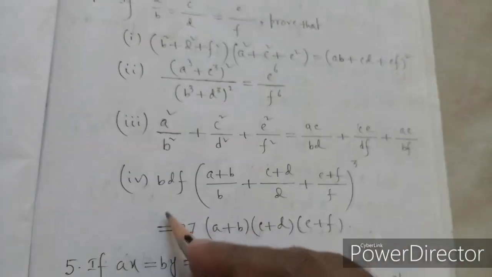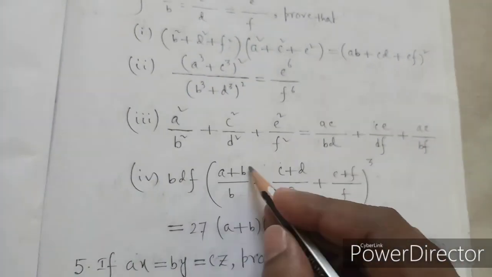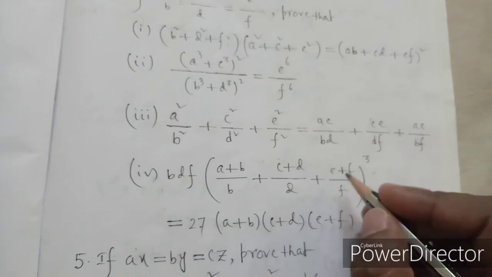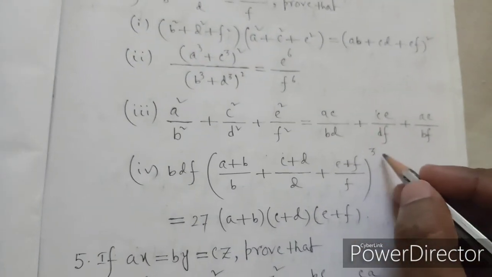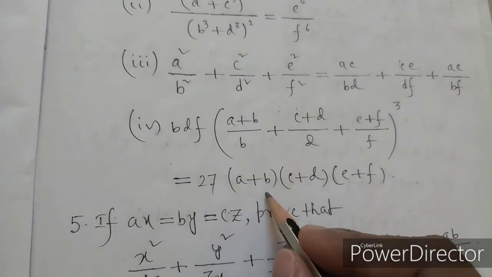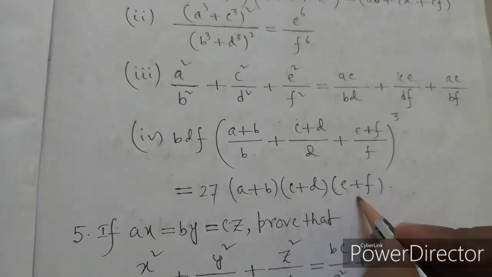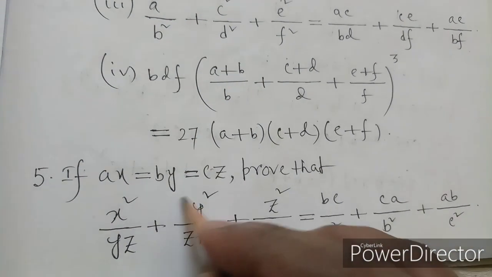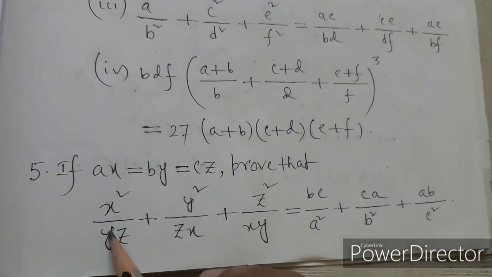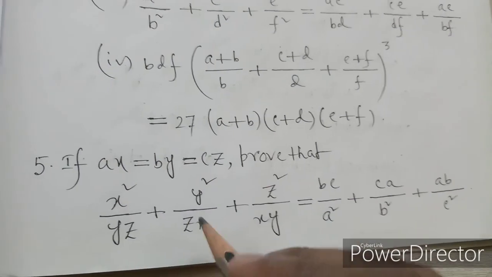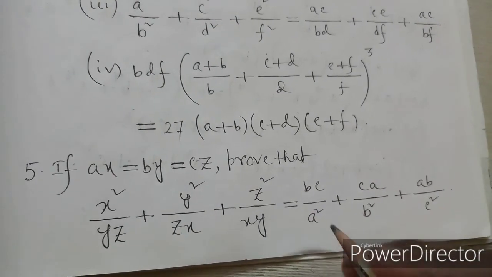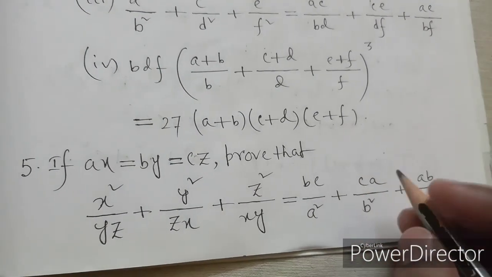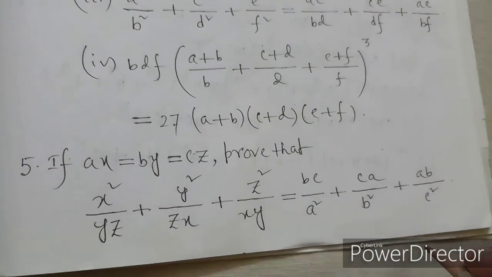Number 4: bdf into (a plus b by b plus c plus d by d plus e plus f by f) whole to the power 3 is equal to 27 (a plus b) into (c plus d) into (e plus f). Number 5: if ax equals by equals cz, then prove that x square by yz plus y square by zx plus z square by xy equals bc by a square plus ca by b square plus ab by c square.